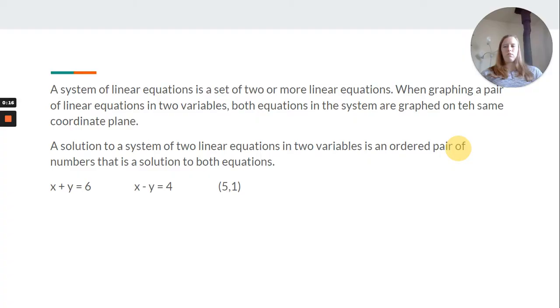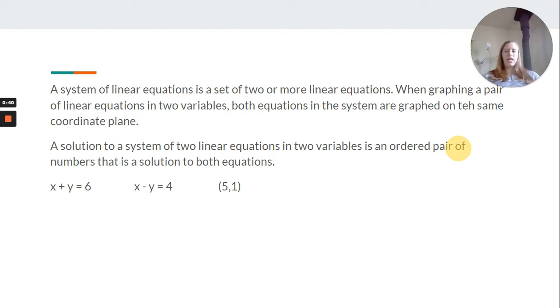So, a system of linear equations is a set of two or more linear equations. When graphing a pair of linear equations in two variables, both equations in the system are graphed on the same coordinate plane. A solution to a system of two linear equations in two variables is an ordered pair of numbers that is a solution to both equations.